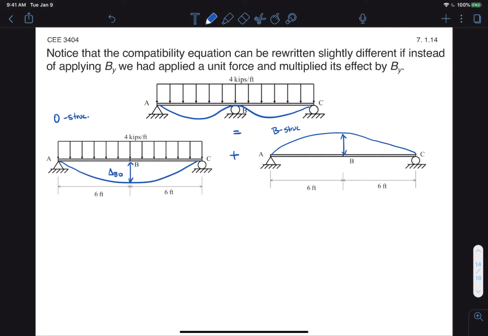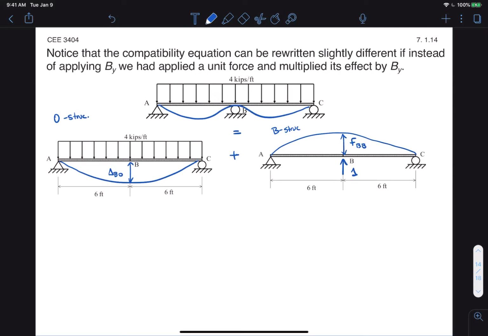Instead of setting By to an arbitrary value, I'm going to set it to 1, similarly to the way we did principle of virtual work. And I'm going to call the displacement resulting from that unit force FBB. Okay? By doing this, essentially what we're saying is that we can scale that unit force by any value we want to get the resulting FBB that we want, right? So it's just a simpler way of doing math.